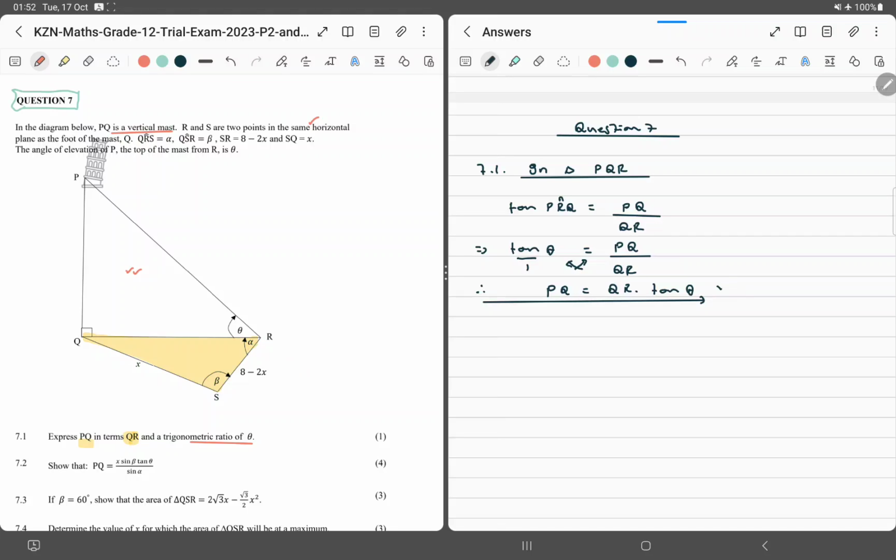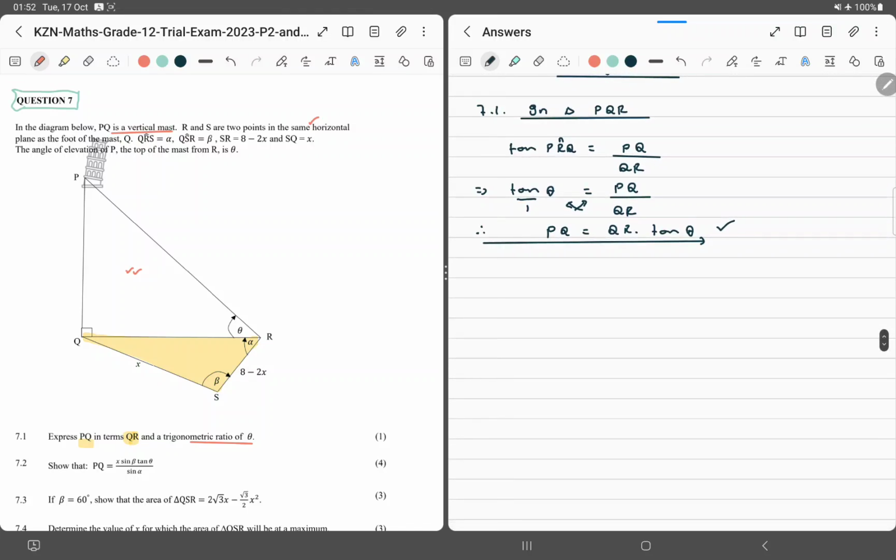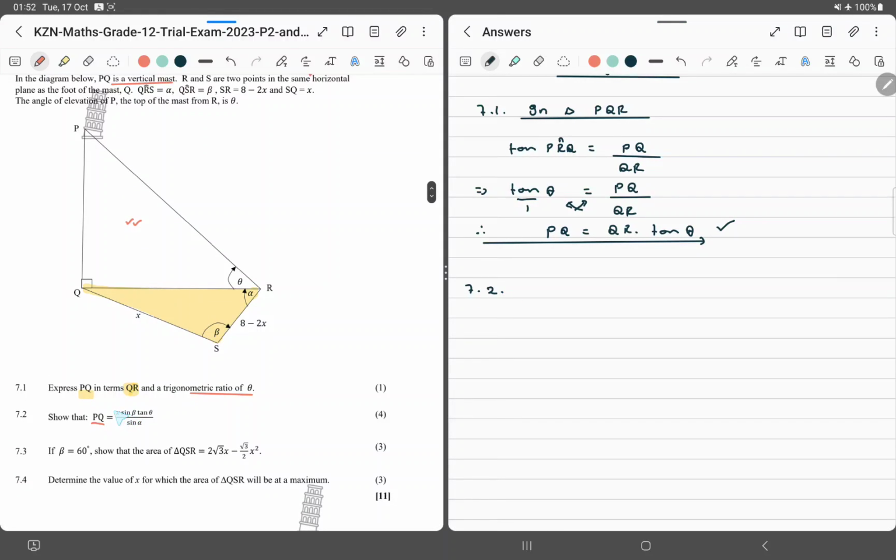So that is easy, guys. You're getting a mark for this one. It's too simple. 7.2 says now show that PQ is this expression. So guys, always inspect what you've got here. You've got x. x is part of this triangle here. And then we've got sine of beta. Beta is part of this triangle. Can you see? And then there's this tan theta right there. But tan theta, we got it from finding that PQ. So that is where the tan theta came about.